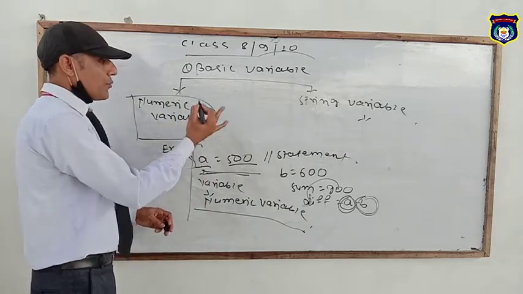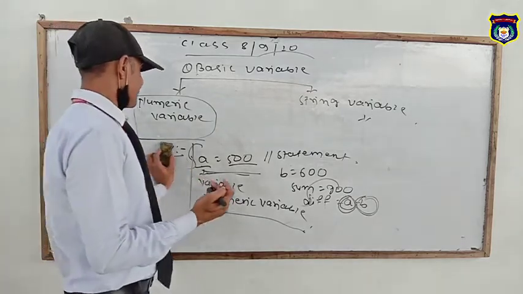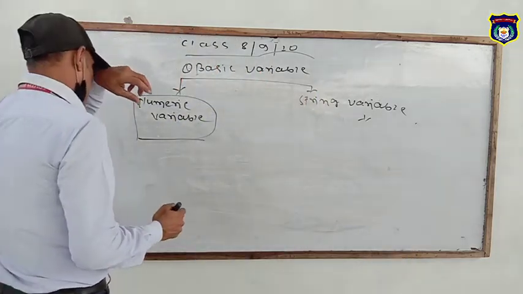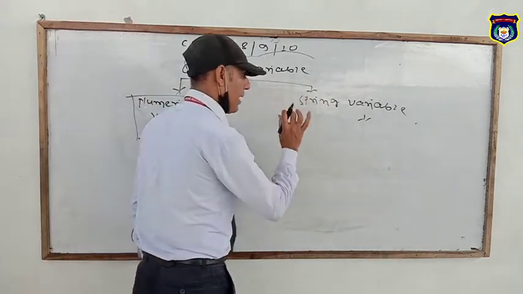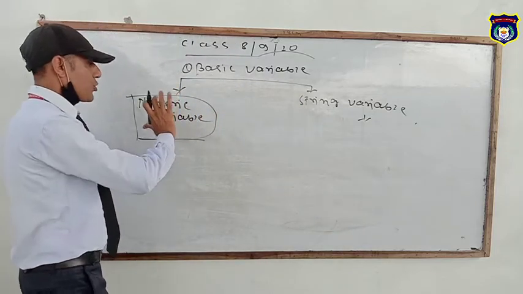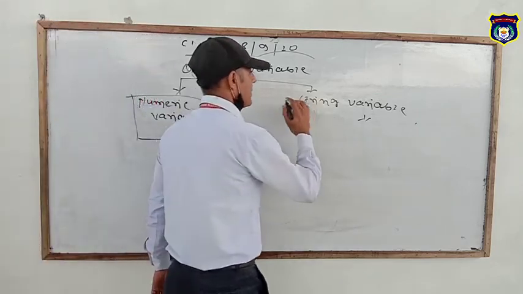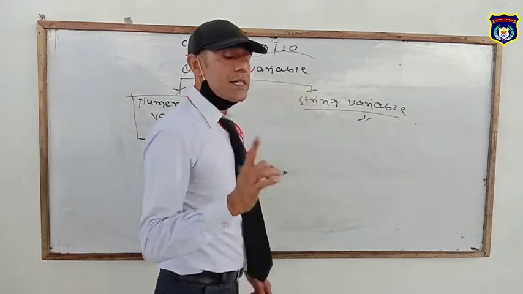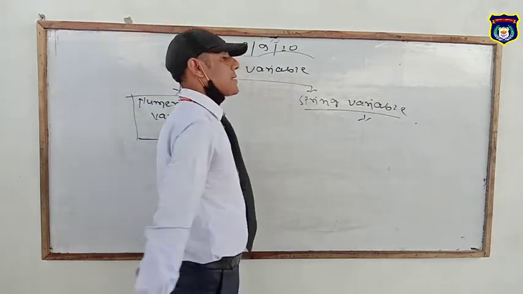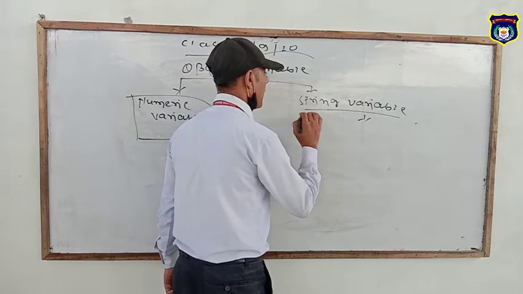On the other side, we are going to discuss the string variable. A string variable is somewhat different from a numeric variable. Both variables occupy space in memory. Both variables store constants, but a numeric variable stores the numeric constant and a string variable stores the string constant. Those variables which store string values are called string variables. String variables are always terminated by the $ sign.